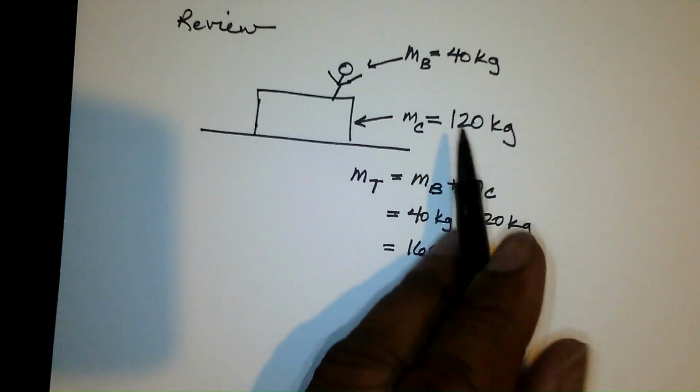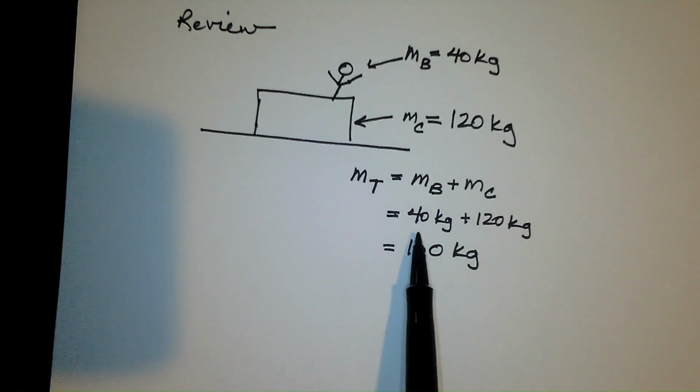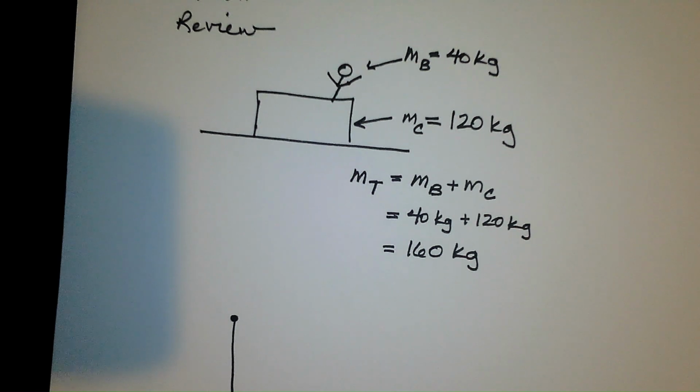Okay, if we have two objects, the mass of the boy and the mass of the cart, the total mass of the object altogether is 40 plus 120, that's 160. Now, we draw a free body diagram. Our weight is equal to mg, which is 160 kg times negative 9.8 meters per second squared. So our weight is equal to a negative number of newtons.